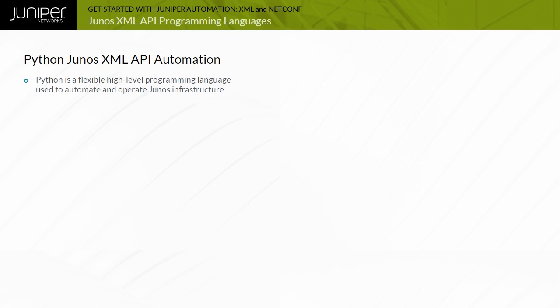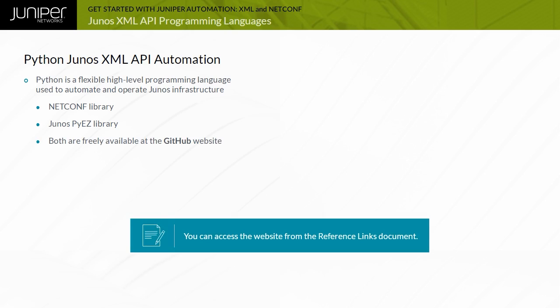Junos OS Release 16.1 introduced native Python support, bringing the power of Python to Junos. The Python NETCONF protocol library, as well as the Junos PyEZ library, are open source. Both are freely available at the GitHub website. You can access the website from the reference links document. Junos PyEZ builds on top of the NETCONF library to simplify Junos automation as much as possible.